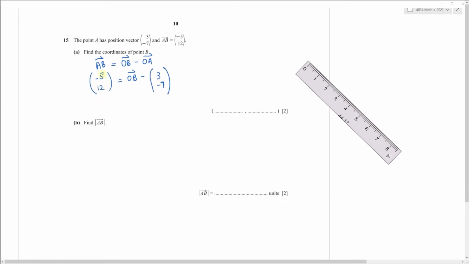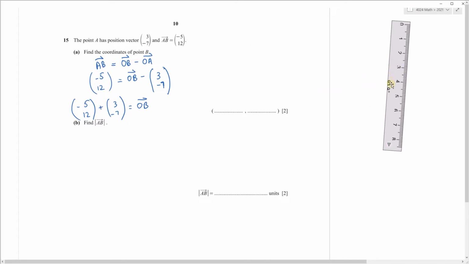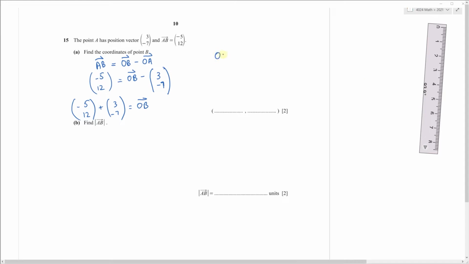So I'll take this to the other side. This sign will become positive. So minus 5. So let me write it down here. This sign becomes positive, and 3 minus 7 will give you your vector OB. So your vector OB will be minus 5 plus 3 will be minus 2, and 12 minus 7 will be 5. So your position vector OB, or position vector of point B, is minus 2, 5. So its coordinates are, x coordinate is minus 2 and y coordinate is 5.